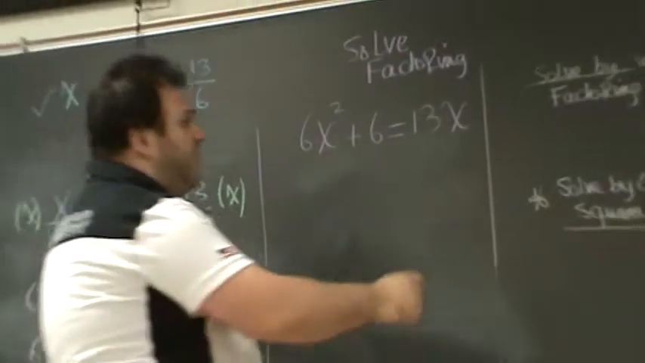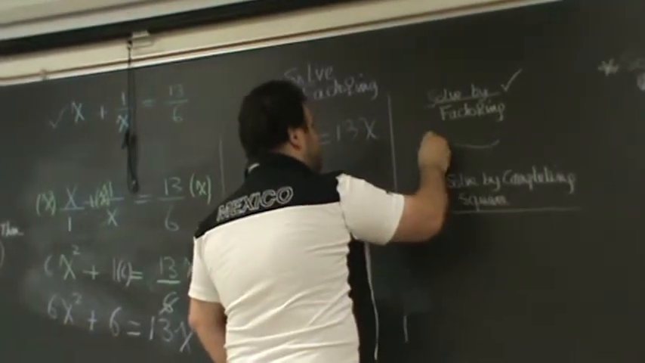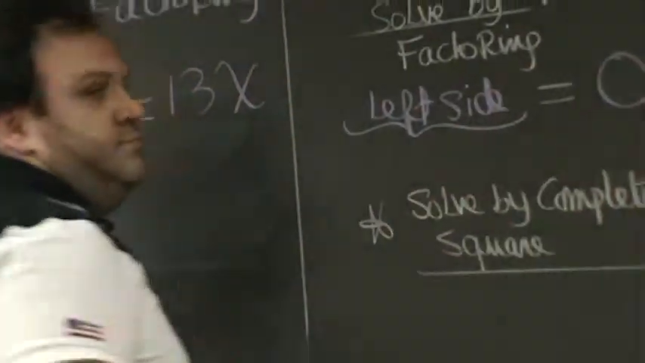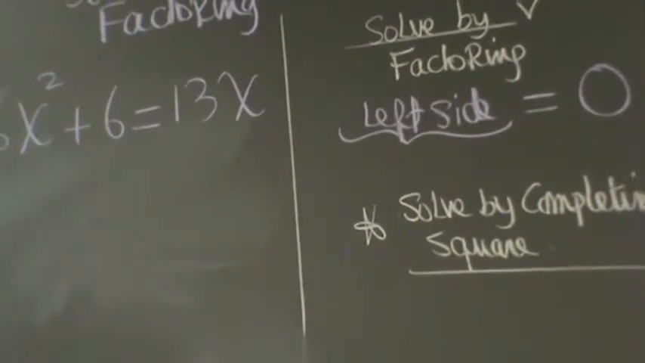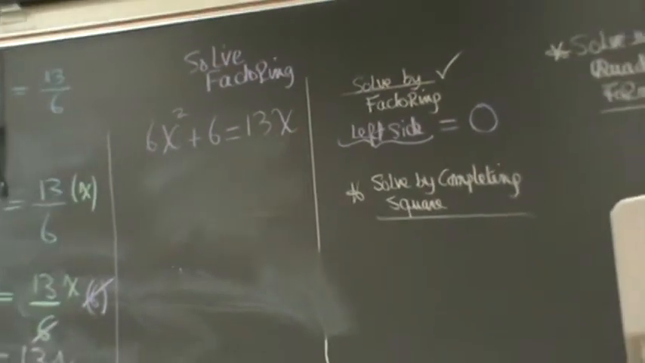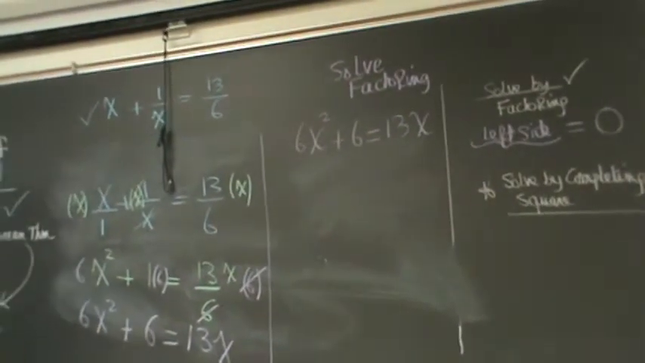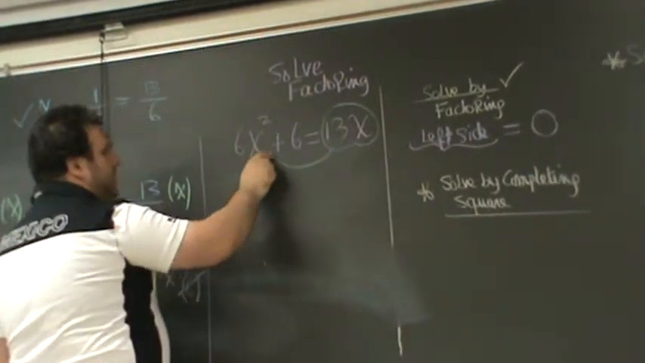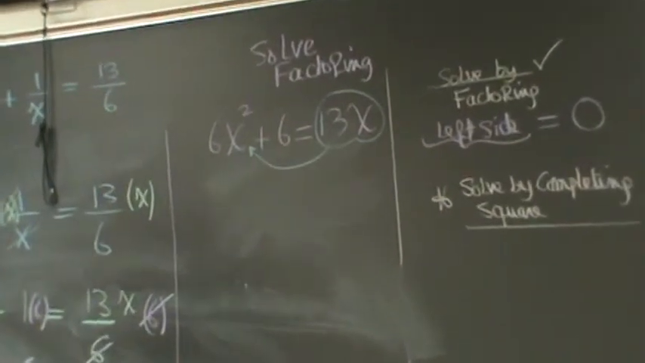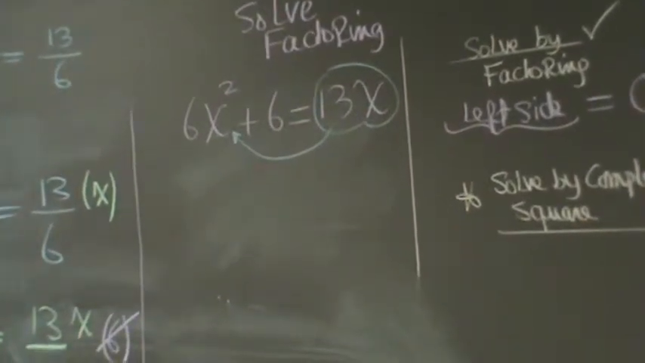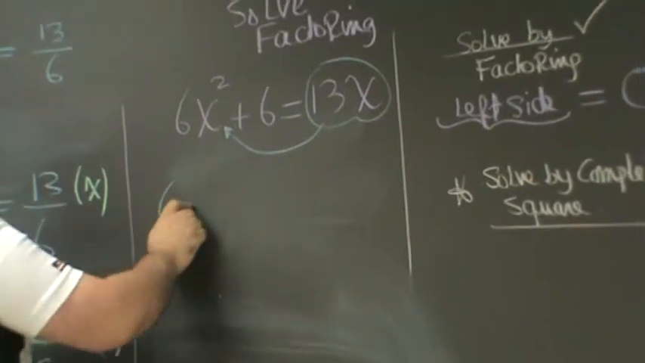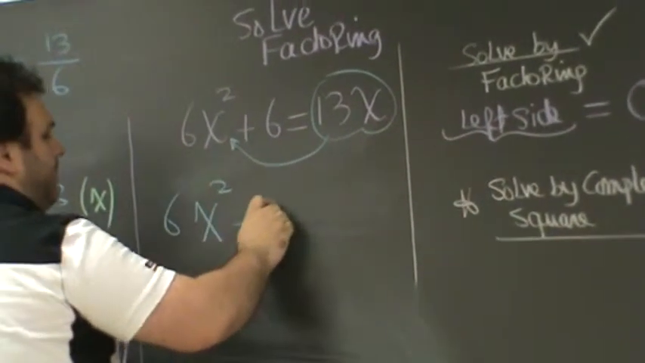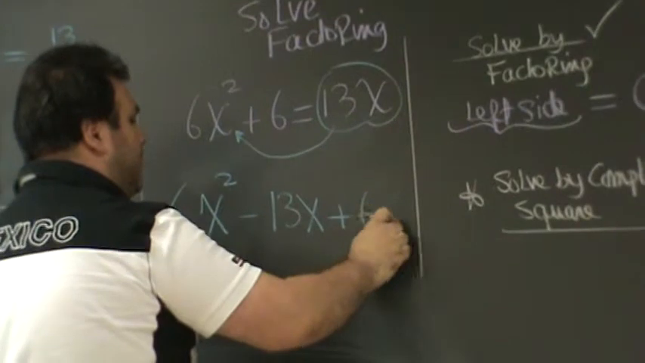Remember, when you solve by factoring, the left side is equal always to 0. So we can use the zero product property, right? Well, for that to happen, I need to move 13x to the left, and I want to place it in the middle, to form that quadratic structure. Exactly. So now you have 6x squared minus 13x plus 6 equal to 0.